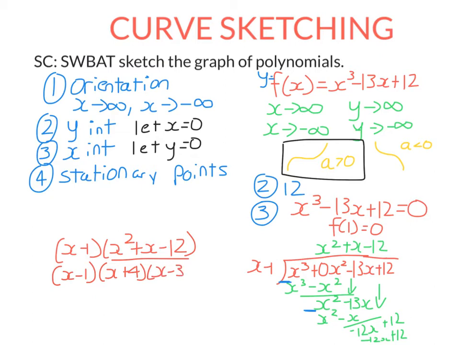So this is what I found so far. I found the orientation of this is like that. I found the y-intercept is equal to 12, and the x-intercepts are the solutions to this equation here. So the x-intercepts are 1, minus 4, and 3. So this is a lot of work. I've done the first 3 steps. Now I need to do the 4th step.